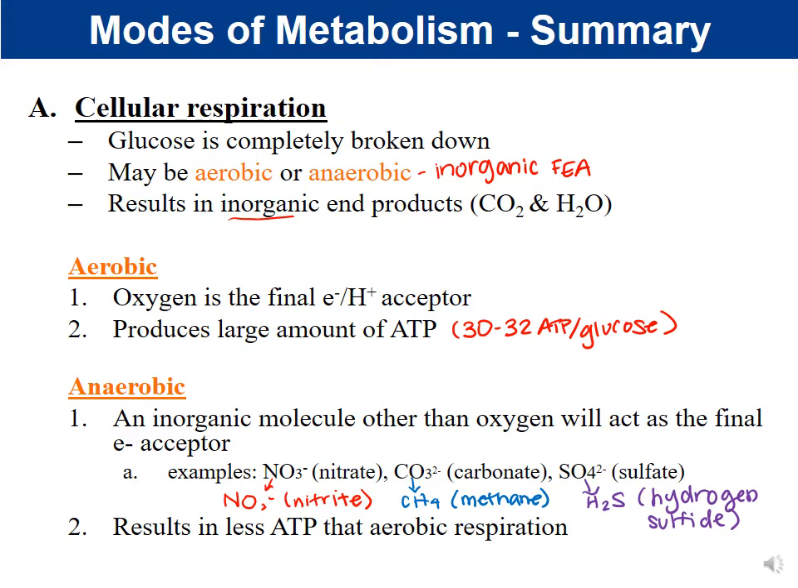This results in less ATP than aerobic respiration. So again, we're going to say between 3 and 29 ATP per glucose. More than fermentation, but less than aerobic respiration.